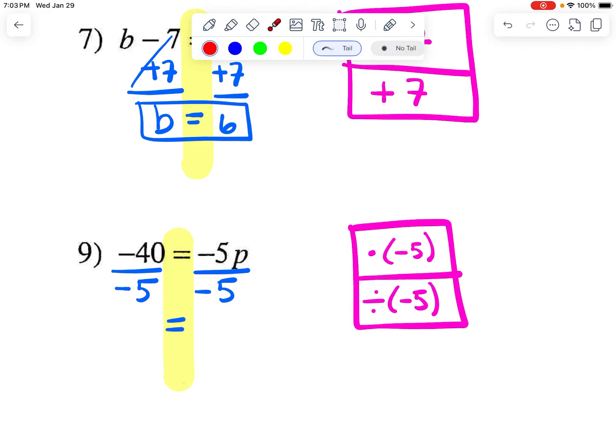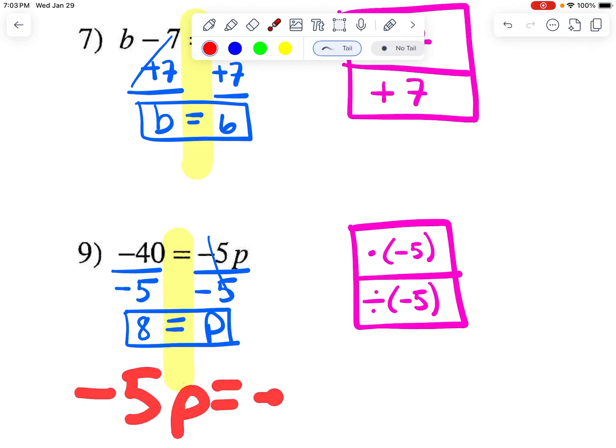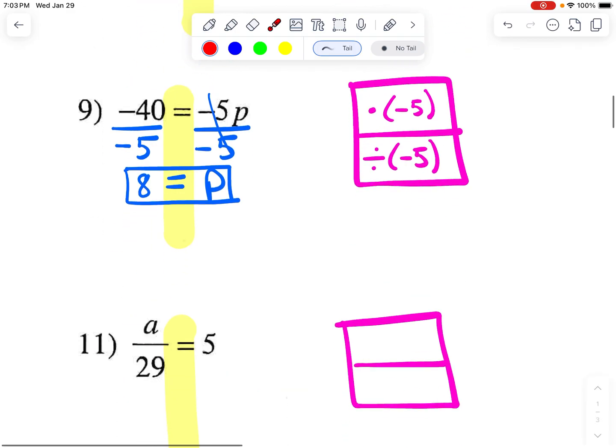And take a look at this. Negative 5 divided by negative 5 is a positive 1. That's how you get positive 1p. And negative 40 divided by negative 5 is a positive 8. So you say 8 is equal to p. And again, if you don't like the way it's written, flip the sides. It doesn't matter. Just flip the left and right sides and you can see it like that if that's what you prefer.